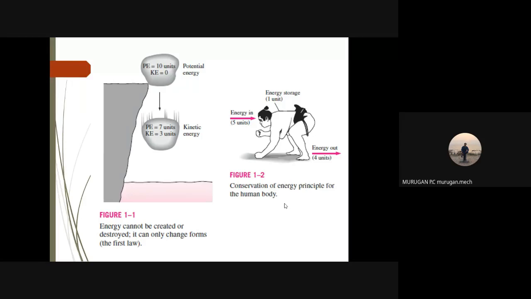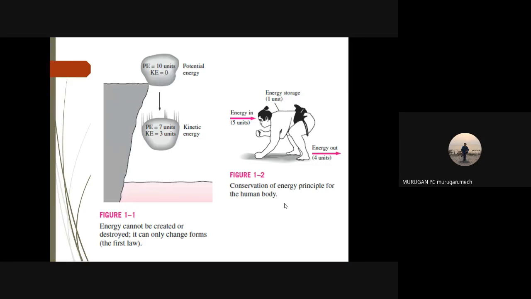What is the law of conservation of mass? What is the law of conservation of energy? I think you have studied in the... we cannot create or destroy. Yeah. So the energy cannot be created nor destroyed, but it can be transformed from one form to another form. Okay, so that is the general law.